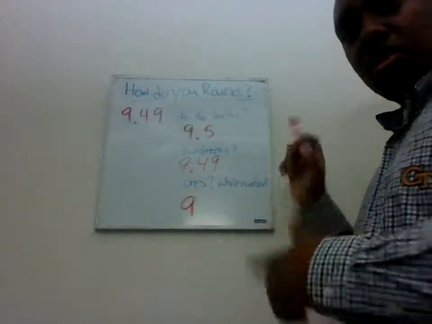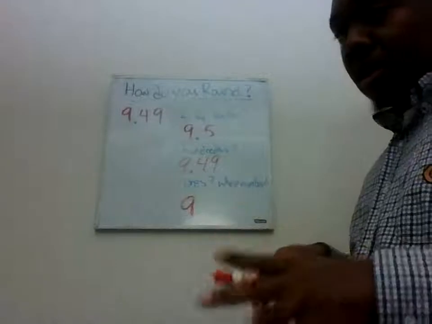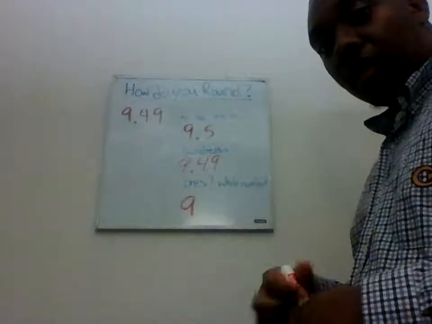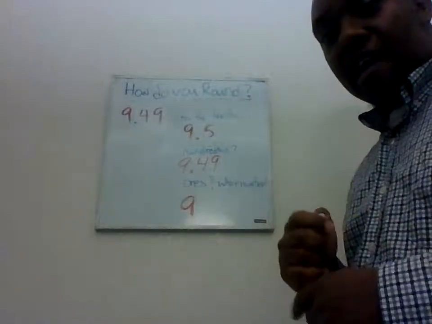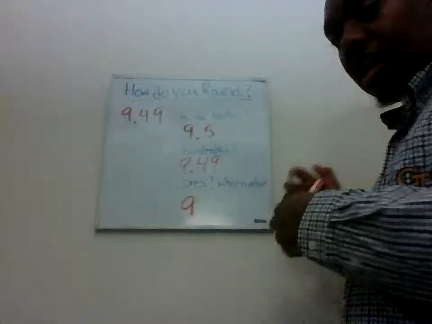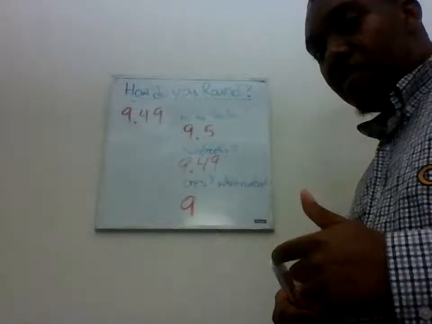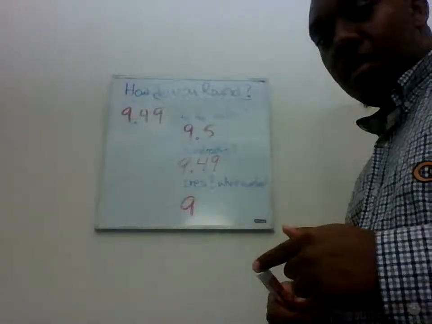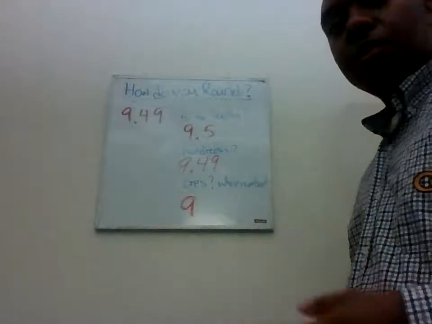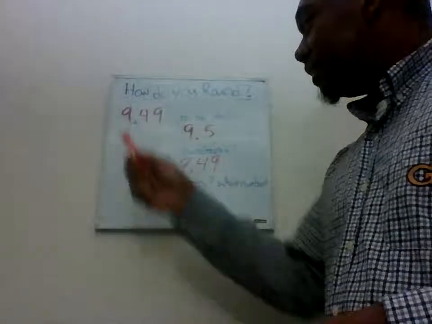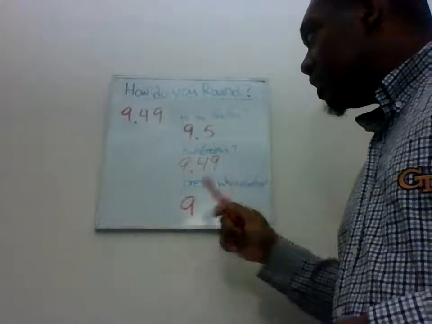But wait, what about the other 9? No. When we round, we only look to the right. Look at the next place value. We don't go to the other side of it. Does it matter that this is really, really close to being 0.5? That doesn't matter. We don't round up until we get to what we want. We round exactly how it asks. It asks for to the ones or the nearest whole number.